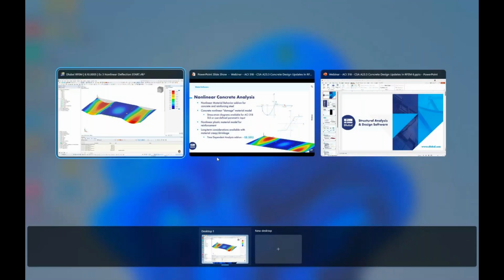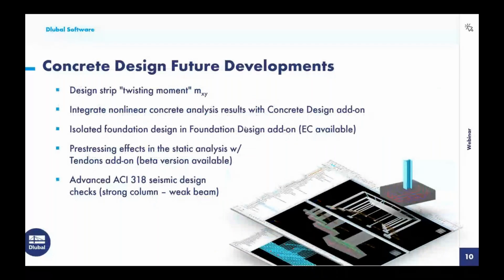So we'll go ahead and conclude our webinar today just to briefly mention some of the future developments. So we will very soon release the design strip twisting moment consideration MXY. So currently those design strips are only considering moment in the one direction, the length of the strip itself, but we will have an additional option to also factor in the twisting moment. Again, that's a high priority that will be released soon. We also want to integrate, as I mentioned, the nonlinear concrete analysis results with the concrete design add-on, currently only available in the base program RFEM for the analysis only.